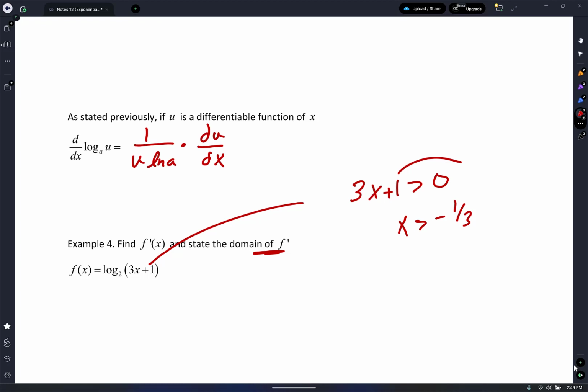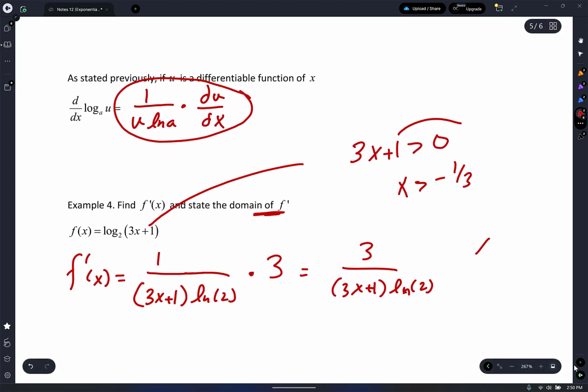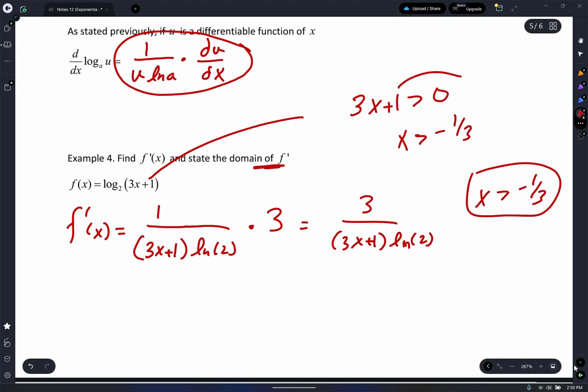Okay, here we go. The derivative. F prime of x equals, so what do I write? I'm just following this rule right here, guys. 1 over parenthesis 3x plus 1, close parentheses, ln of 2, times 3. Done. That's it. Let's fix it. 3 over 3x plus 1. Make sure you put your parentheses, ln of 2. Was that difficult? You're just following a rule, guys, where x is greater than negative 1/3. That's your domain.